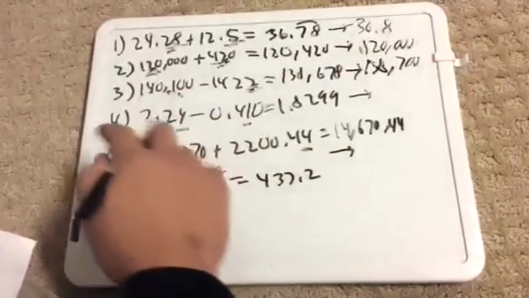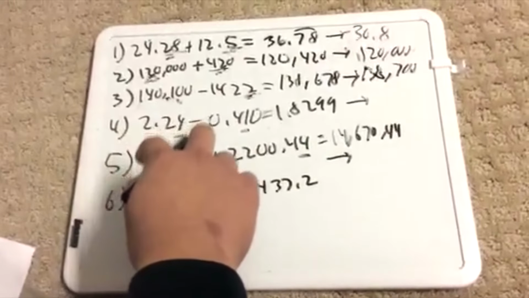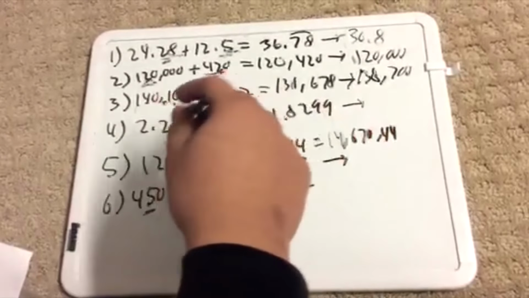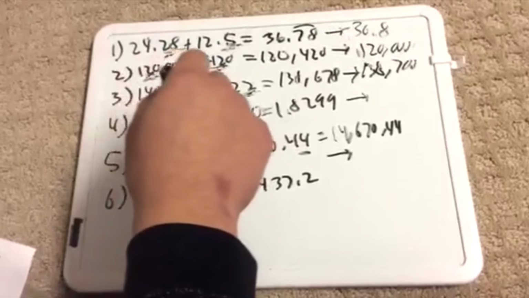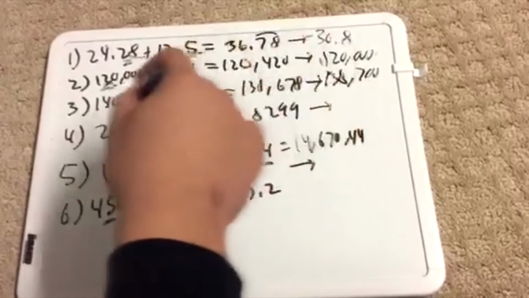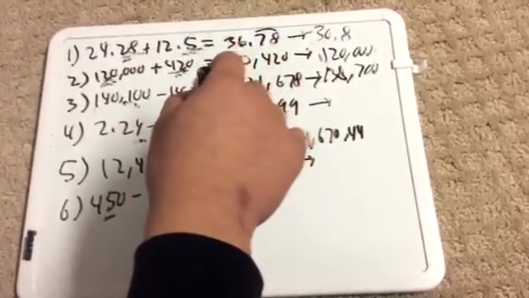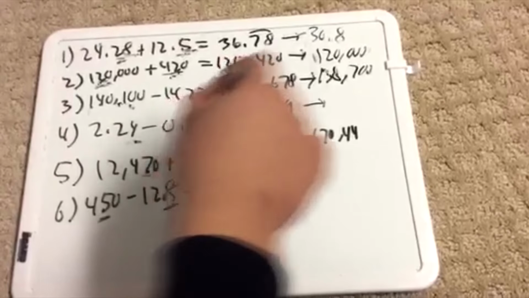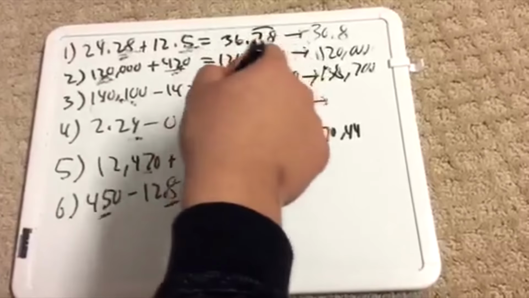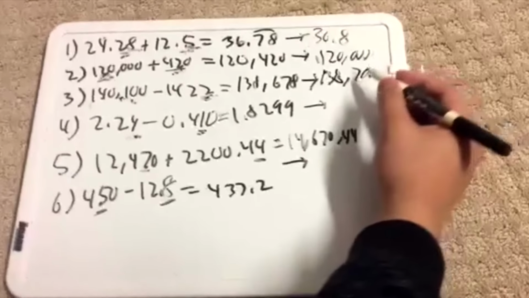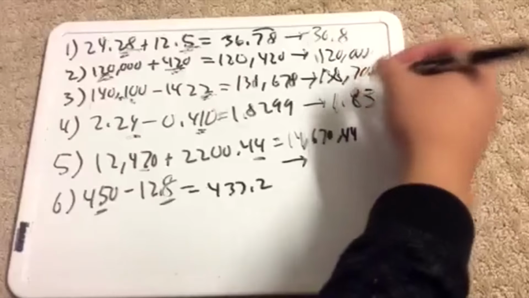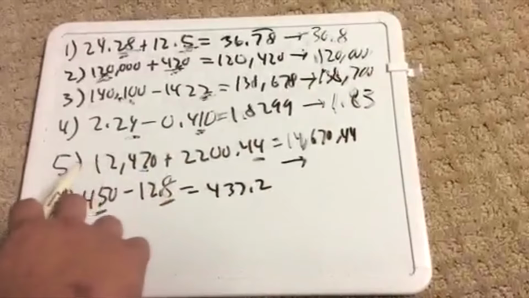Okay, so when we subtract 2.24 minus 0.410, it would come out to 1.8299. So for 2.24, the 4 is in the least specific place and it is in the hundredths place, and the 1 in 0.410 is in the hundredths place. So we round to the hundredths place for both of them, so it would be 1.83.